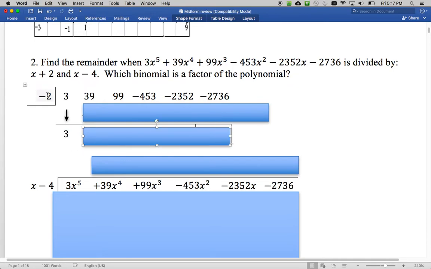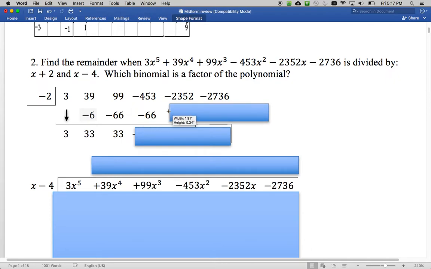Okay, and then I'm going to do -2 times 3, which gives me -6. And then 29 minus 6 gives me 33. I do -2 times 33, and I get -66. And 99 minus 66 gives me 33, which again gives me -66. Feel like a broken record almost. And then -453 minus 66 gives me -519, times -2 gives me a positive number of 1038.